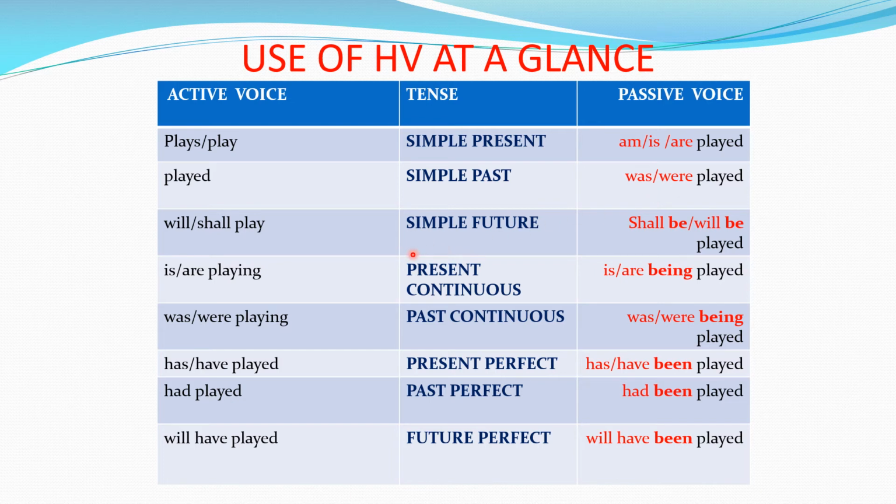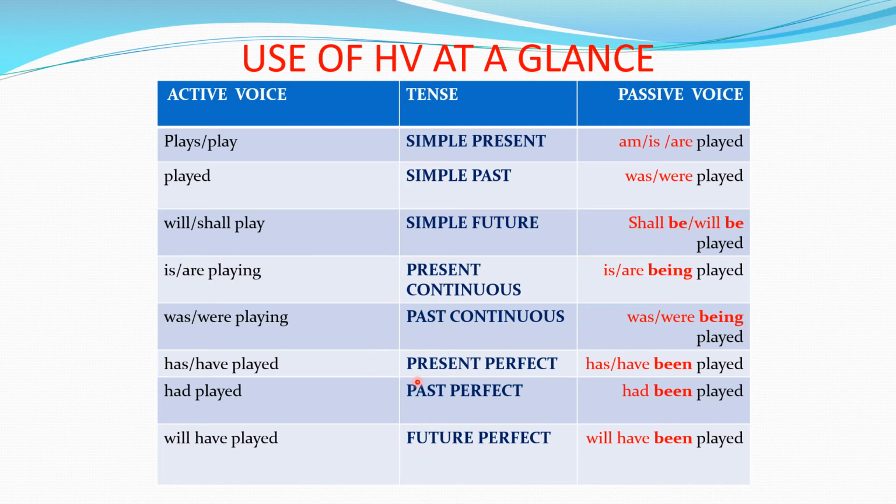Let's understand the progressive tense or continuous tense. Present continuous, is, are playing. Now here it is, are being played. We'll be adding this word being. Past continuous, was, were, being. So it simply means in progressive or continuous tense, we are going to use this word being.